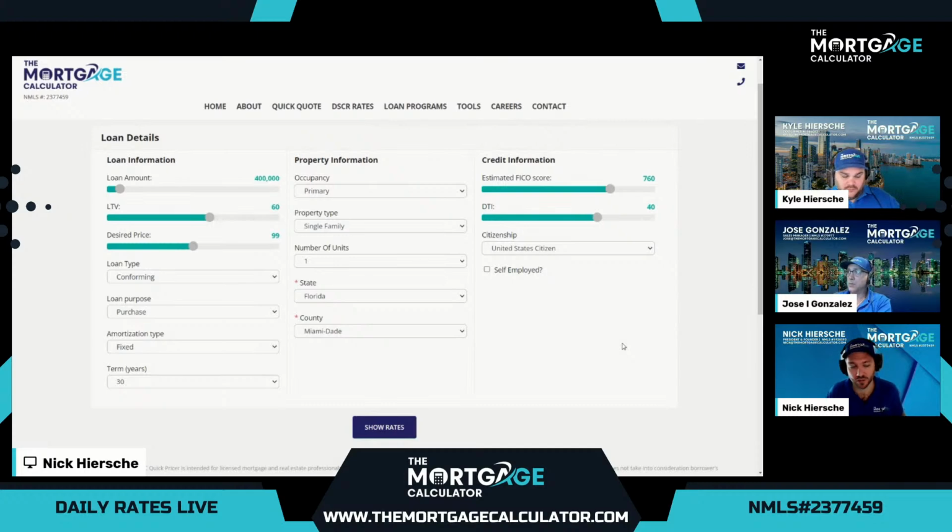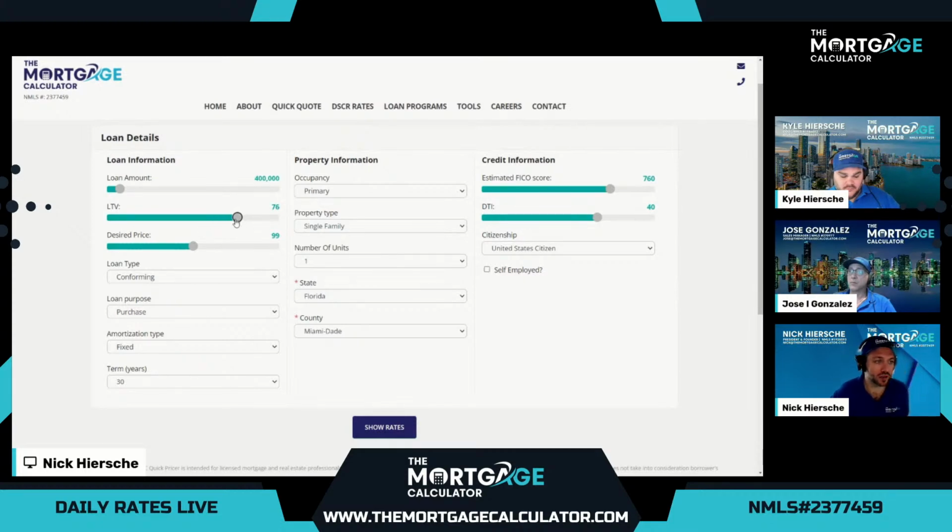This tool is going to give us an indication of the pricing and APRs today for our basic programs. And it is March 21st, just after 11 a.m. Eastern. So all of our basic programs have live rates. So let's check out what we have today.